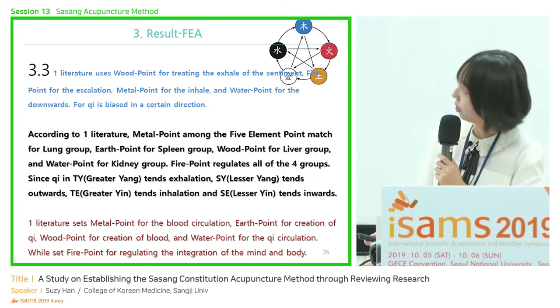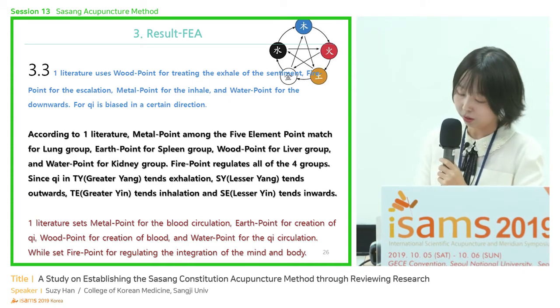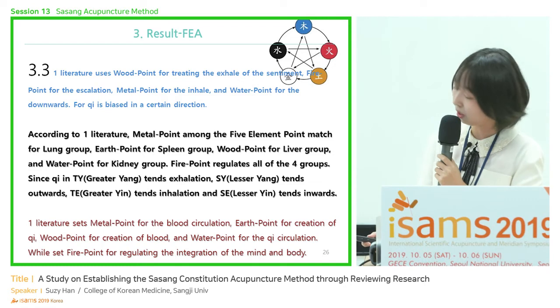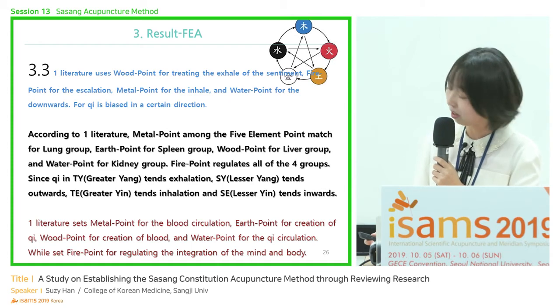And one literature sets metal point for the blood circulation, earth point for the creation of ki, wood point for creation of blood, and water point for the ki circulation, while it sets fire point for regulating the integration of mind and body.